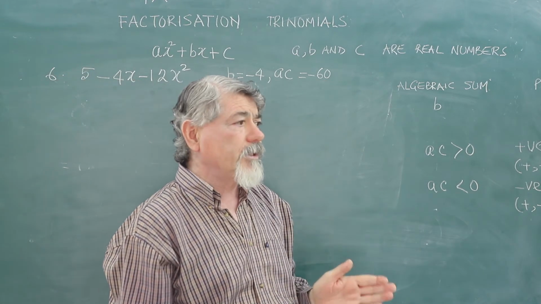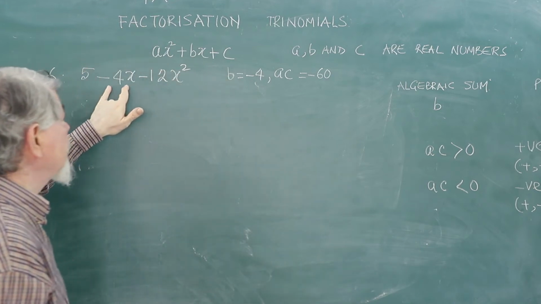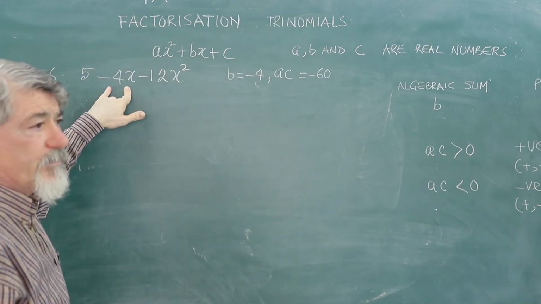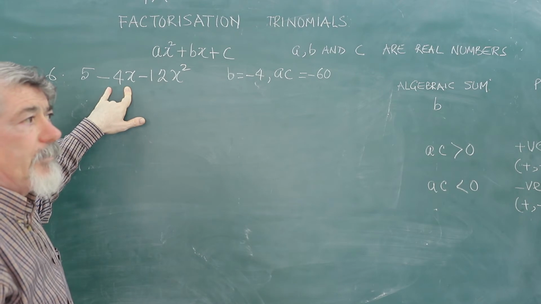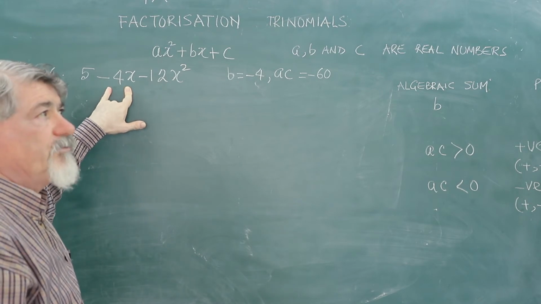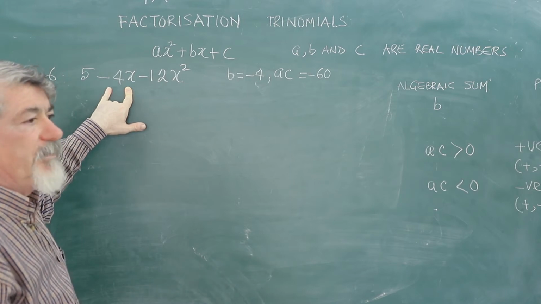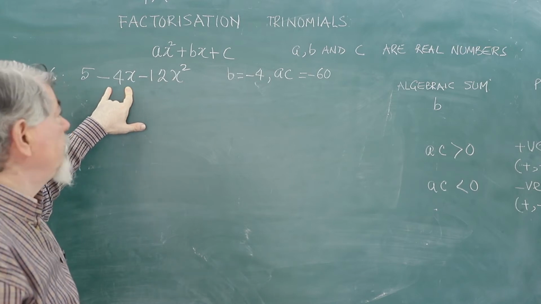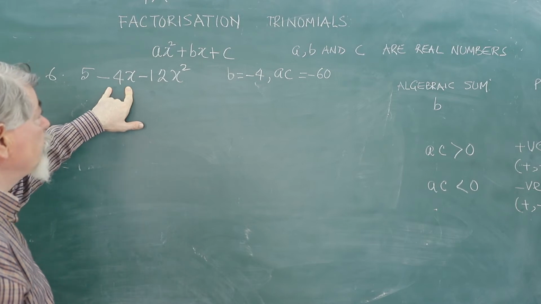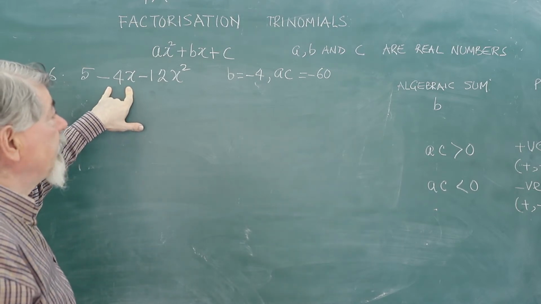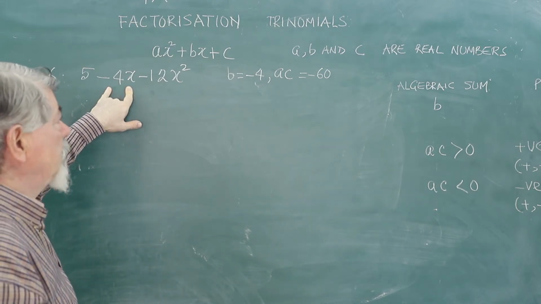That means what terms will I split? The middle term. That is minus 4, when I have to split, both the terms will be of the opposite sign, or one term will be minus and the other will be plus, or vice versa. I have to split 4 to get 60.